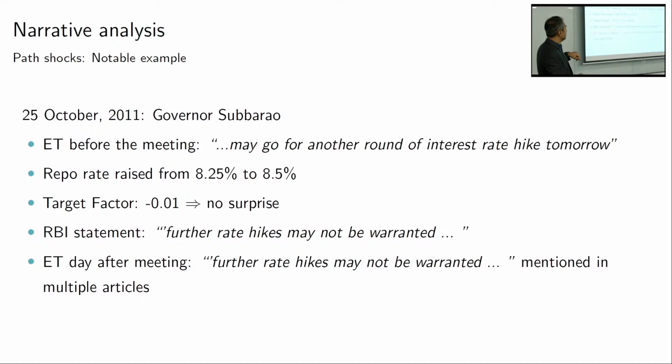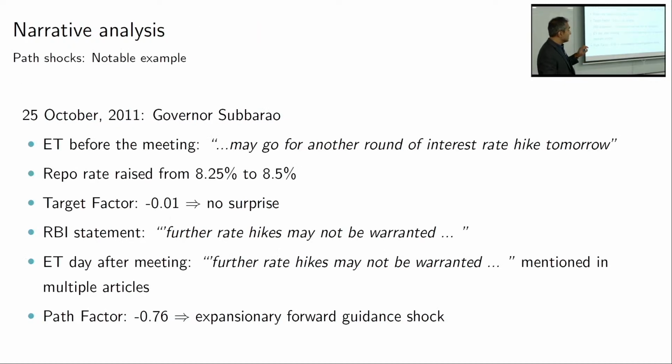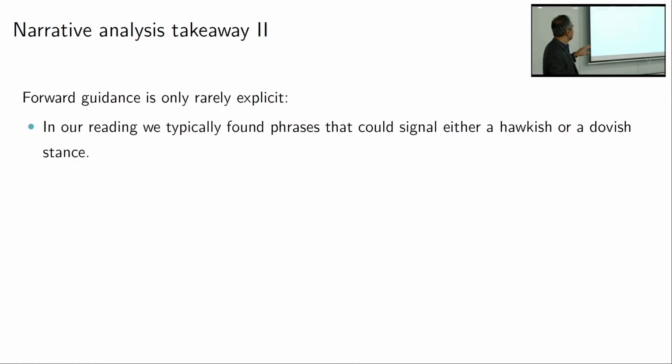But then there was this one line in the statement that was mentioned in many different articles, which is that further rate hikes may not be warranted. So the market took this as a clear example of a sign about looser monetary policy in the future, and then we get a negative realization of the path factor consistent with that. Okay? I'm showing you this particular example, but in fact, this is one of the outliers. So when we do this more broadly, let me skip this for a second.